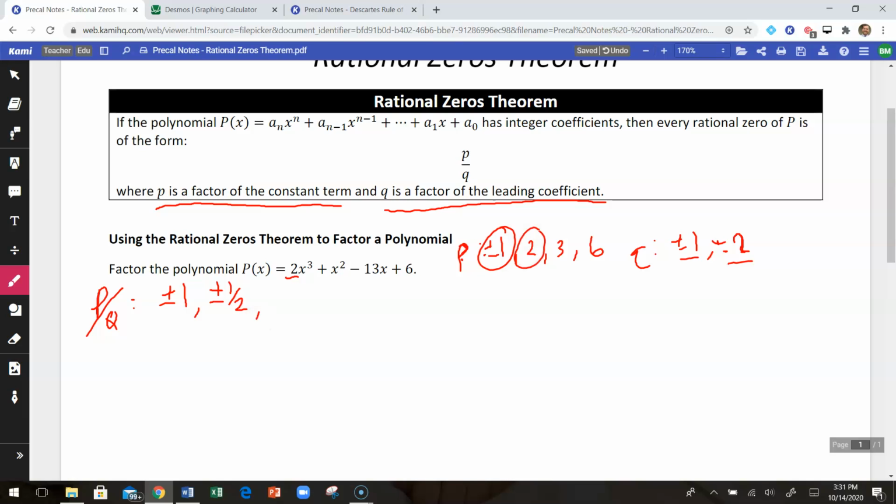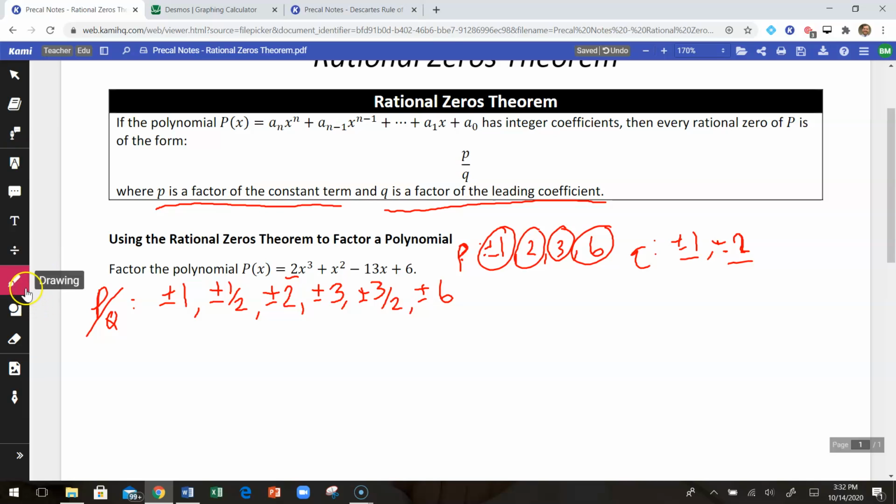And then I'm going to take 2 and divide by both 1 and 2. So that's going to be positive and negative 2, but also positive and negative 2 over 2. But 2 over 2 is just 1, so I'm not going to write it. I've already got that covered with 1. Then I'm going to take 3 and divide that by both, so positive and negative 3 and positive and negative 3 over 2. And then we take 6 and divide by both 1 and 2: positive and negative 6, and then positive and negative 6 divided by 2. 6 divided by 2 is 3, which is already in our list. So this is a list of all of the possible rational zeros of this polynomial.